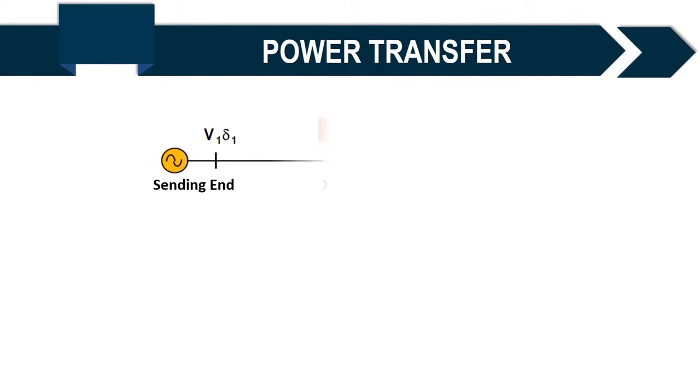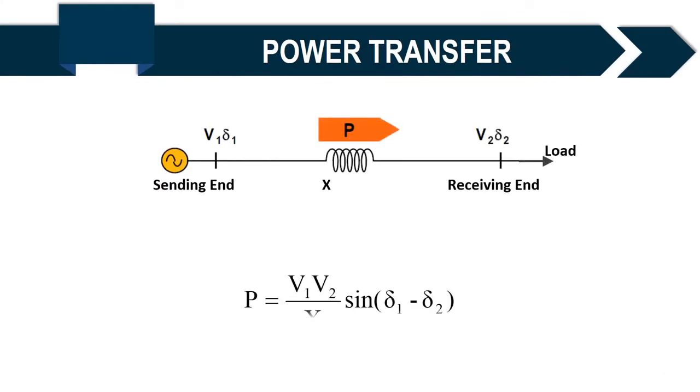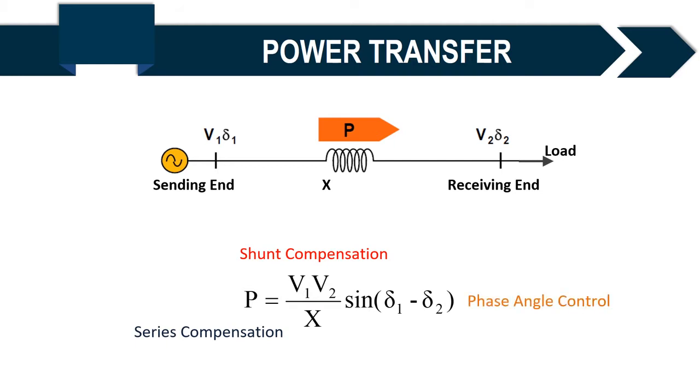The main idea of series compensation is to decrease the overall transmission line impedance, as can be seen from this diagram. The power is equal to V1 V2 by X into sine of delta 1 minus delta 2. While the shunt compensation works on the voltage profile, the series compensation works on decreasing the overall transmission impedance as well as the phase angle control. Now let us see how it does.